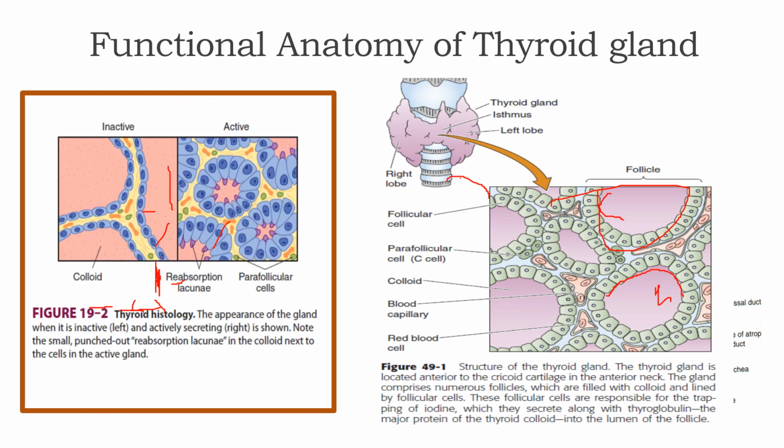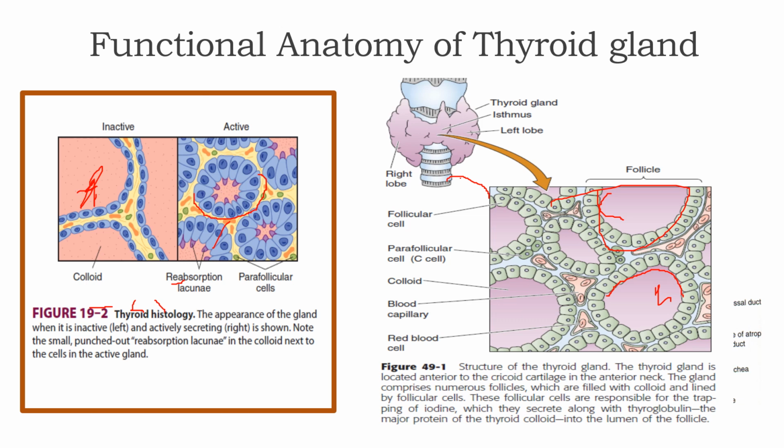Now when this gland is active, it will show a different pattern than when it is inactive. When the gland is inactive, you can see the colloid is abundant, follicles are large, and they are lined by flat cells. Whereas when the gland becomes active, the follicles become small, the colloid is also less in amount, and you can see the cells.